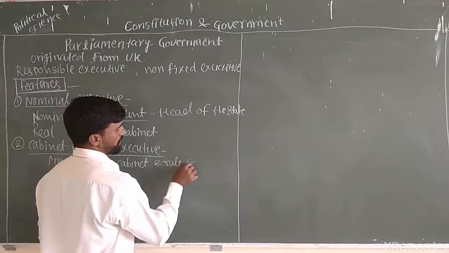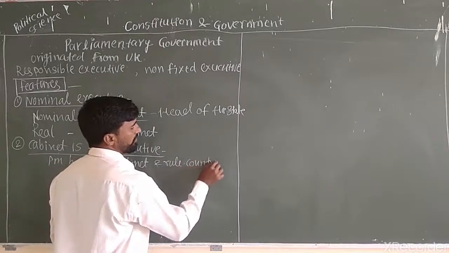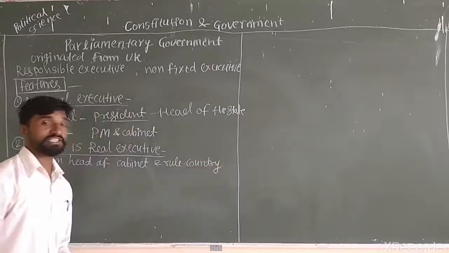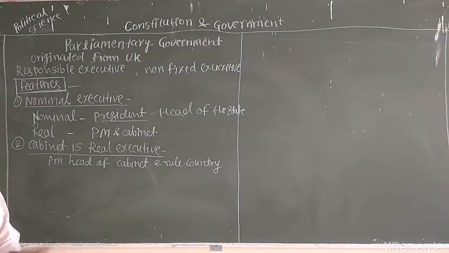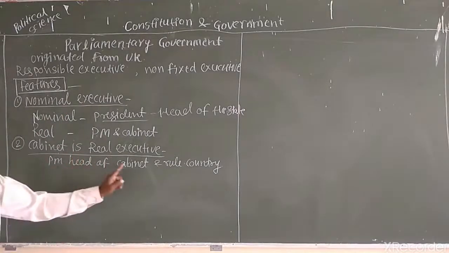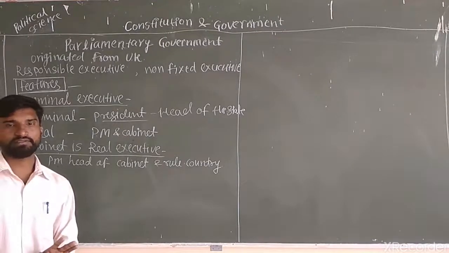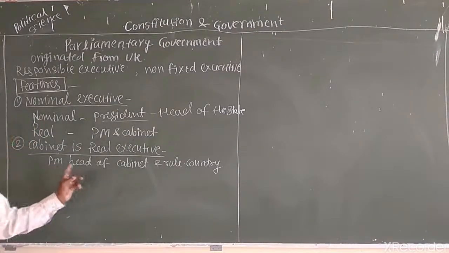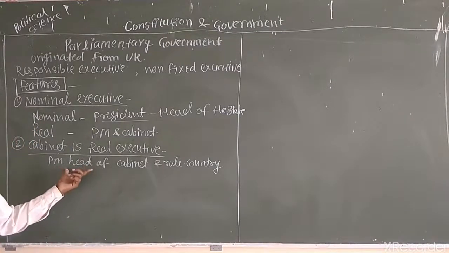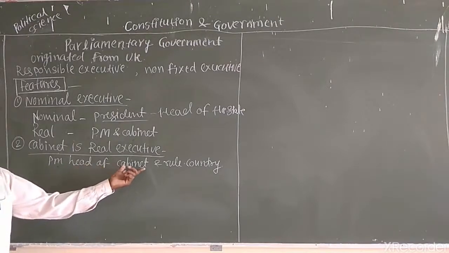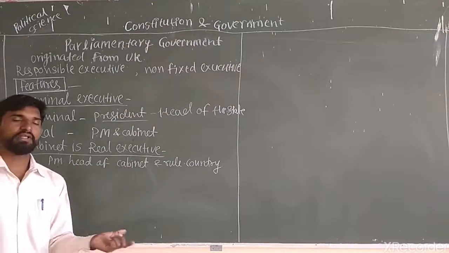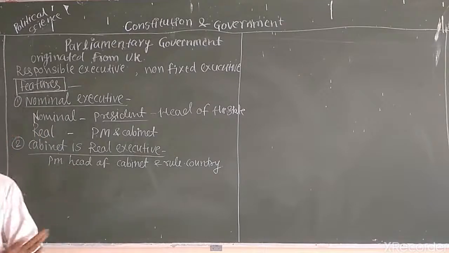The whole responsibility of the country goes to the PM and his cabinet. Success and failure of the government goes to the PM and cabinet. So the PM, head of the cabinet, and the rest of his ministers will be the real executives.